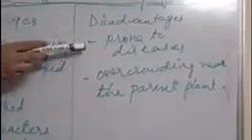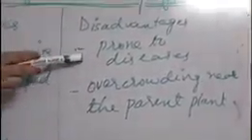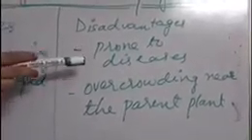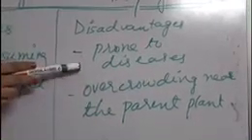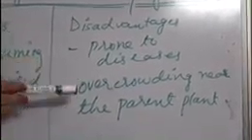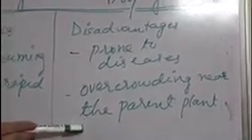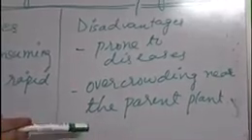If we look at the disadvantages, first, as I told you, the plant is genetically identical to the parent plant. So if the parent is likely to be affected by a certain kind of disease, the daughter plants are also affected. So these are more prone to diseases. Next we also find that since they grow in a nearby area, there is overcrowding near the parent plant. So the small daughter plants compete for the resources. So this is all about the advantages and disadvantages of natural vegetative propagation.